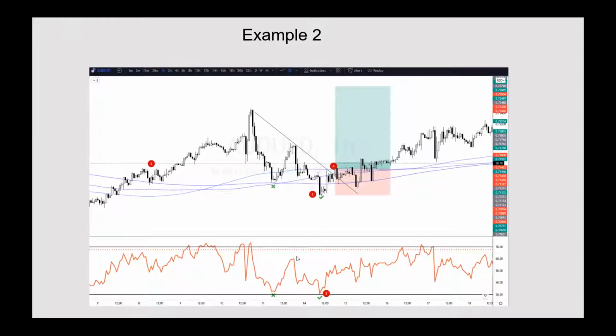But what about the RSI? The RSI didn't touch 30. Can you see that? The RSI didn't touch 30 and we needed it to touch 30. So if it doesn't touch 30, then we're not going to consider this as a tradable correction based on this strategy. We'll have to wait for the RSI to touch 30. But eventually the RSI touched 30.